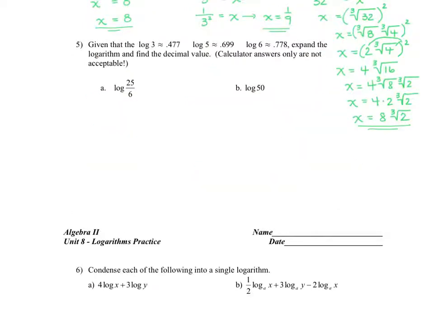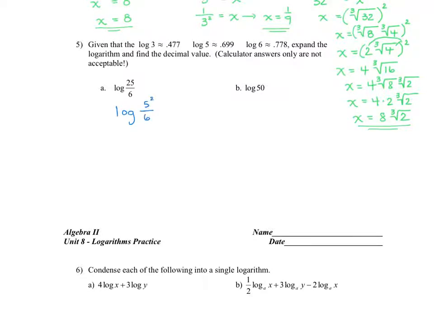We've also learned how to evaluate logs given specific values and then using our properties of logs. So if I want to find the log of 25 over 6, I can rewrite in terms of log 3, log 5, and log 6 because those are the specific examples I know. So I can rewrite 25 as 5 squared.